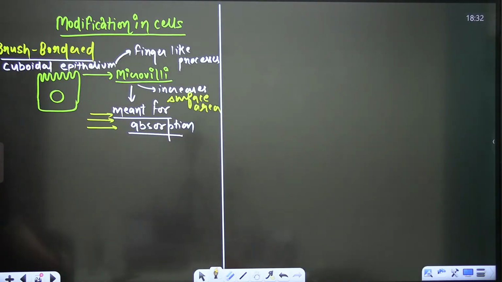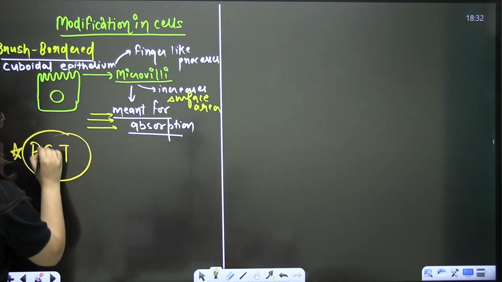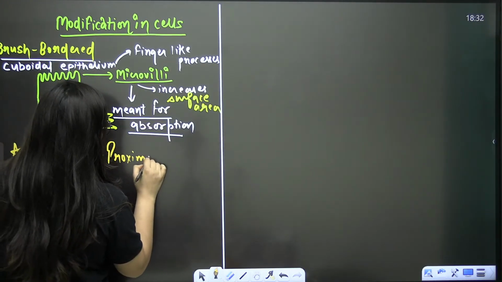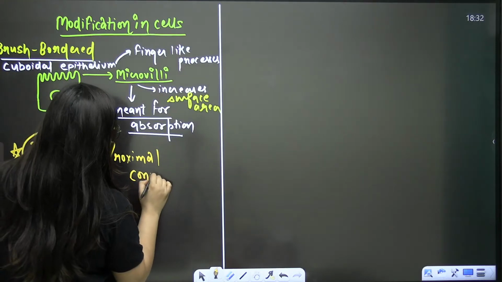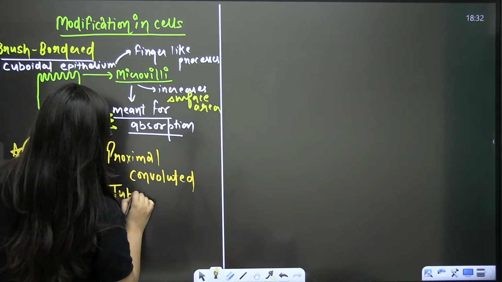Clear? So brush-bordered cuboidal epithelium is present in your PCT. Do you know PCT? It is the proximal convoluted tubule.